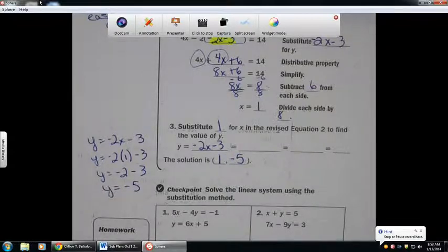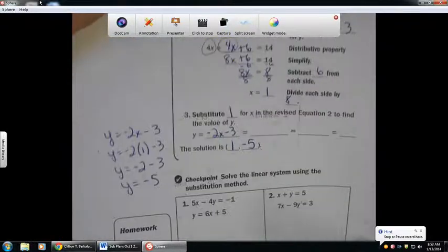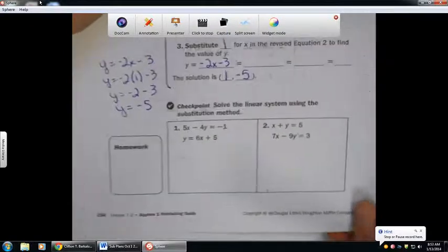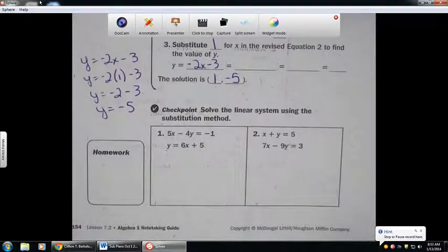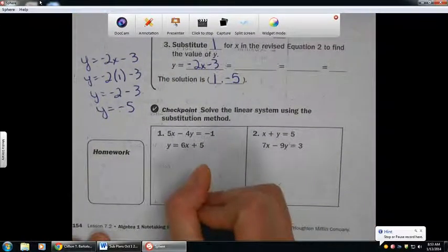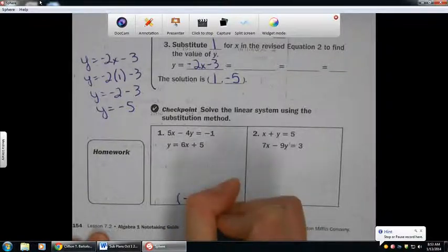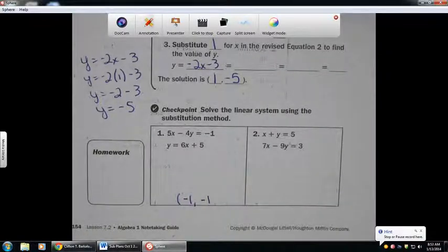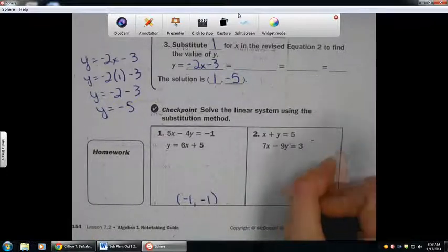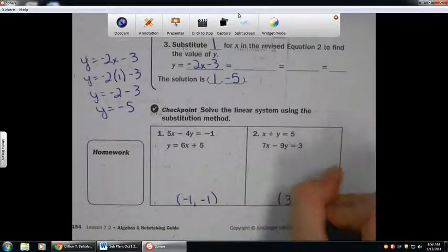All right, go ahead and pause it. I want you to do checkpoint 1 and 2. And when you're done, come back to find the solution. All right, welcome back. The solution for number 1 is negative 1 comma negative 1. And the solution for number 2 is 3 comma 2.